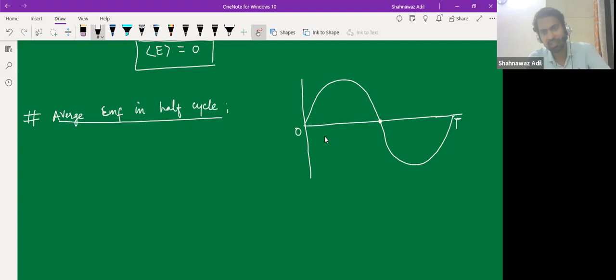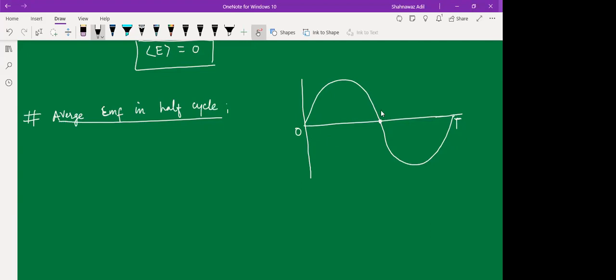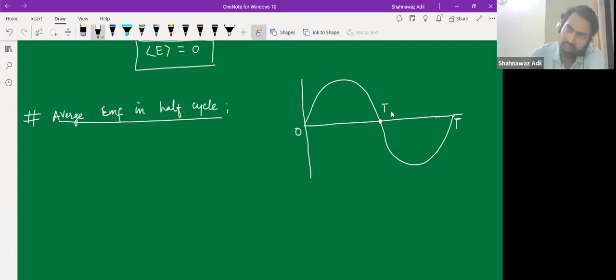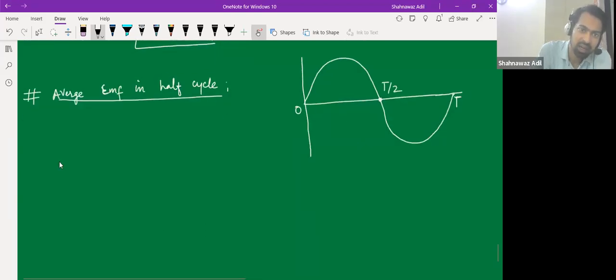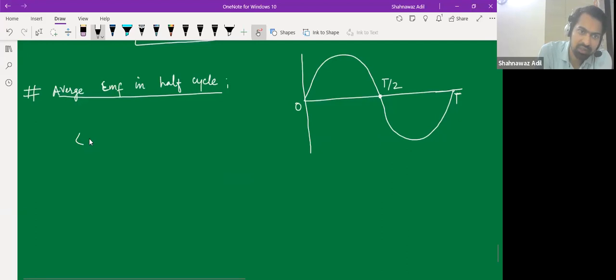Yes, guys, what is the time in here? Total is T. So this would be how much? Half cycle, T by 2. So this is T by 2. So we have to calculate the average EMF in half cycle, meaning 0 to T by 2. So everything would be same, right? We want to calculate again average in half cycle.